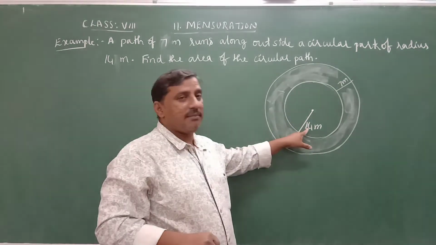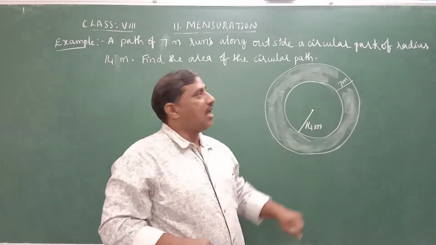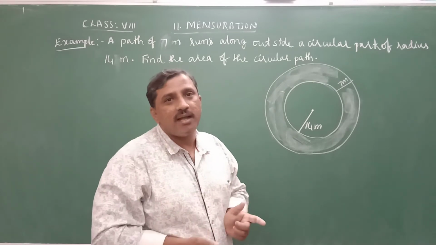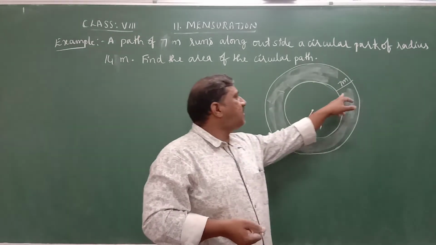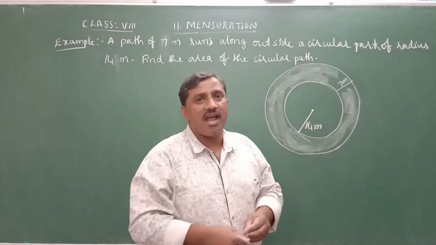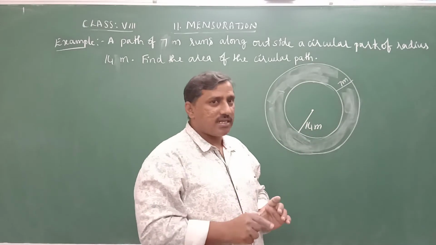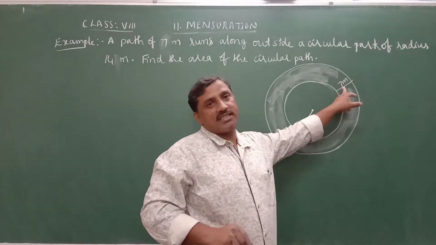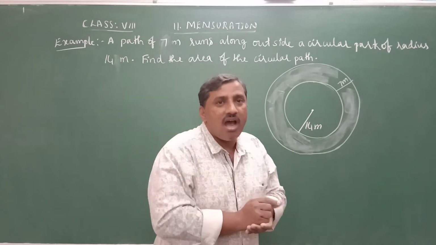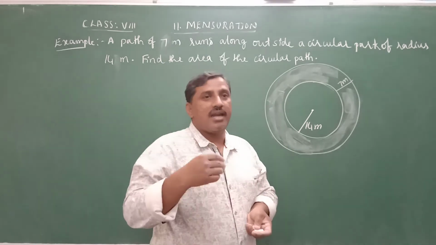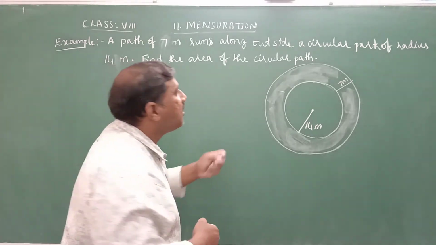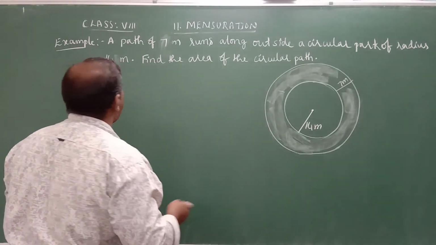It is 14 centimeter. That is the inner circle we know. But we don't know the outer circle radius. How can we get it? Yes, by adding the width of the circular path to the inner circle radius, we will get the outer circle radius. Let us find first the outer circle radius, then apply the formula to find the area of the circular path.